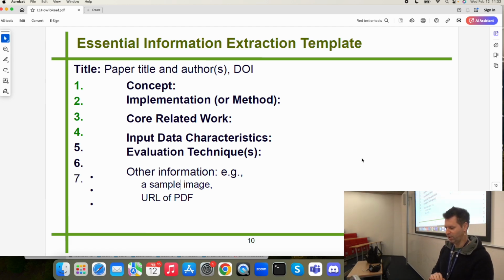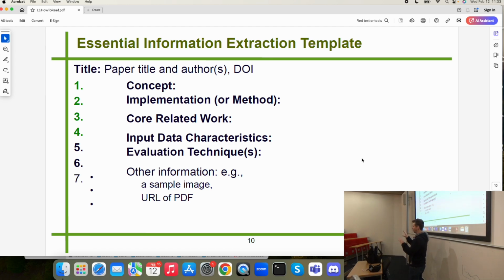So we're going to use a template. We're using a template for coursework 1. We're going to use a template for this class. And this is what it looks like. The essential information extraction template. There's a paper title with the authors and the DOI. Does everybody know what a DOI is? It's actually got a number. The Digital Object Identifier. That's what it stands for. And if you have a research paper, there may be multiple versions of it online. You might Google the title and you might find multiple versions.